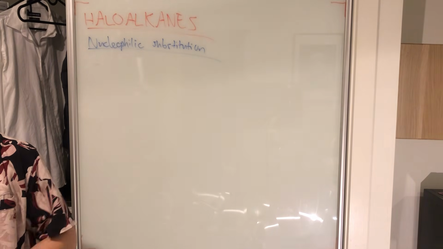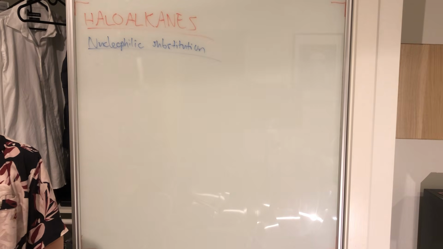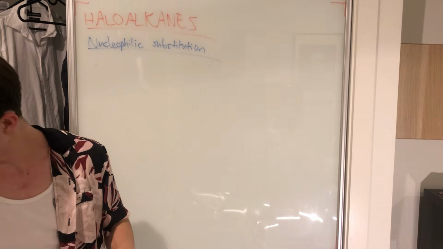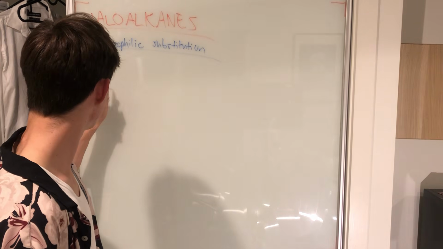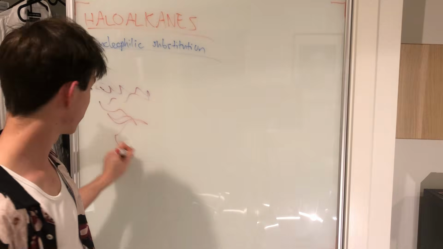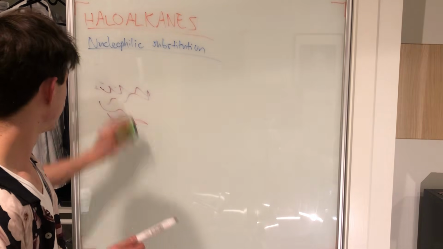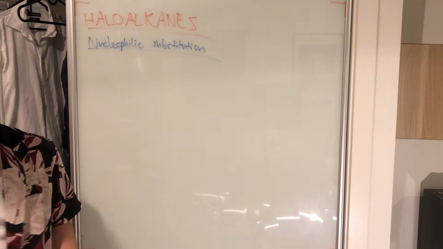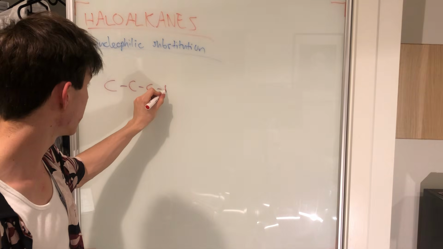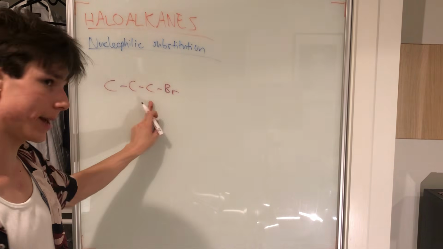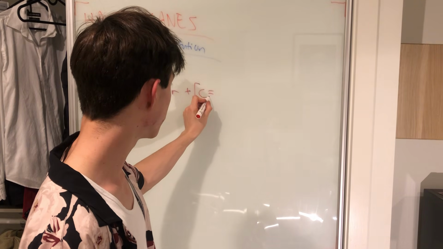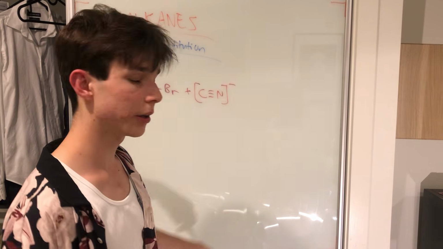So yeah, let's think about some of those nucleophiles we were talking about before. A good one is a cyanide ion. So let's say we've got some haloalkane. Let's go 1, 2, 3, Br. Bromopropane. And let's react that with a nucleophile. Cyanide ion. C triple bonded to N. Got a negative charge.